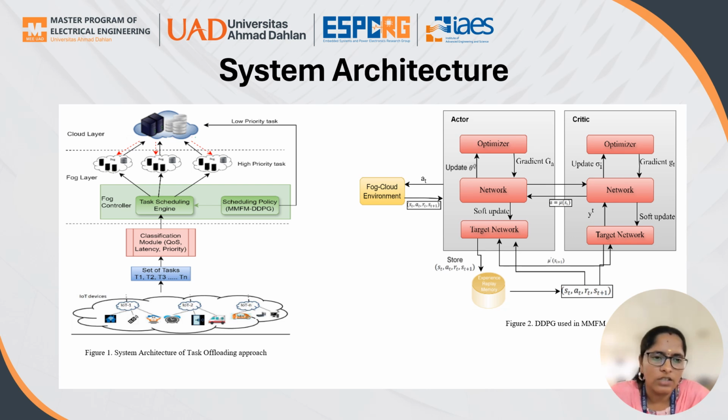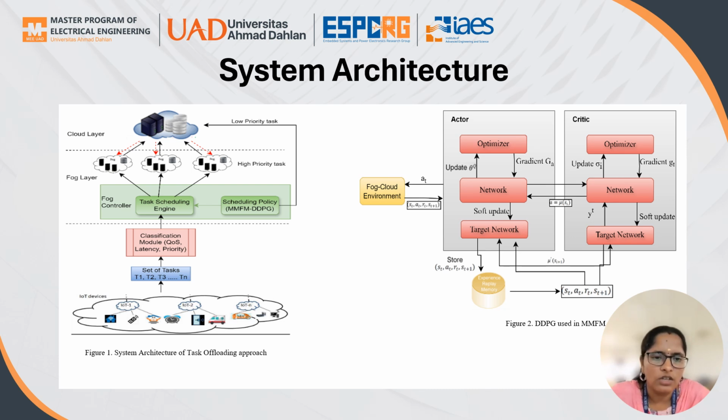All the IoT devices will generate a task from it. All the tasks are segregated as a set of tasks and stored in a separate queue. After that, the classification algorithm, the PTCA categorization algorithm, is applied to these tasks. It utilizes parameters like QoS, latency, and priority to determine whether the task has to be scheduled in fog or cloud. After this categorization, the task is given to the task scheduling engine.